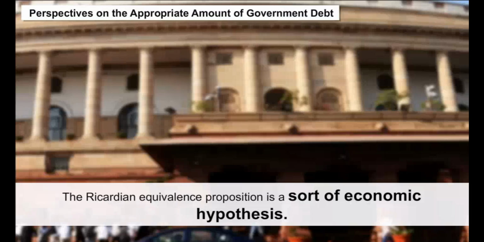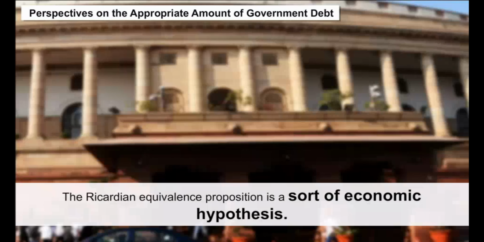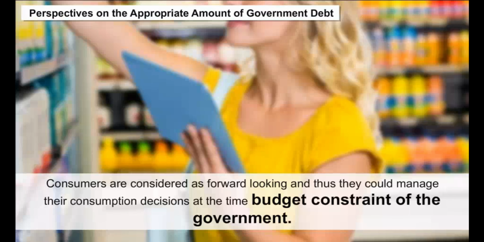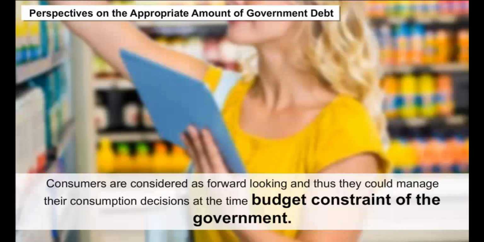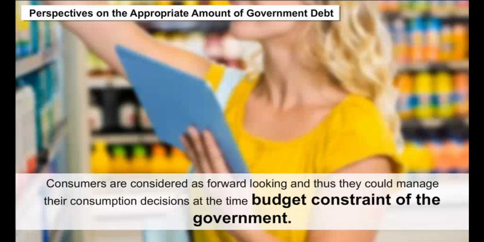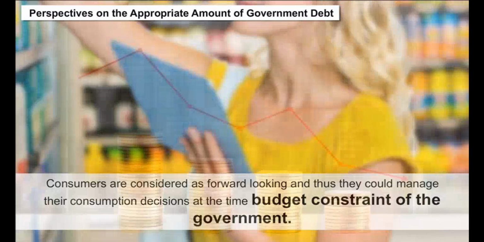The Ricardian equivalence proposition is an economic hypothesis in which consumers are considered forward-looking, and thus they could manage their consumption decisions according to the intertemporal budget constraint of the government.